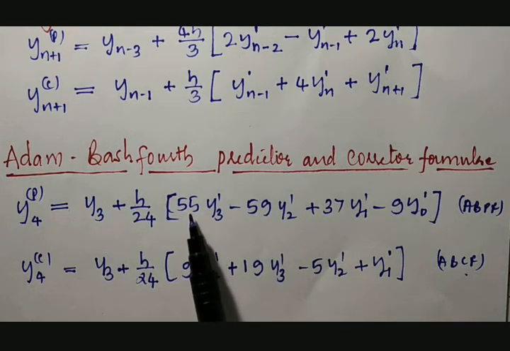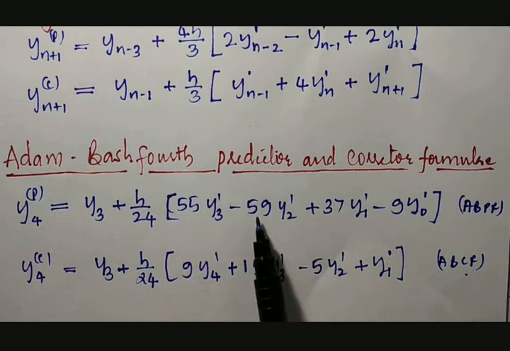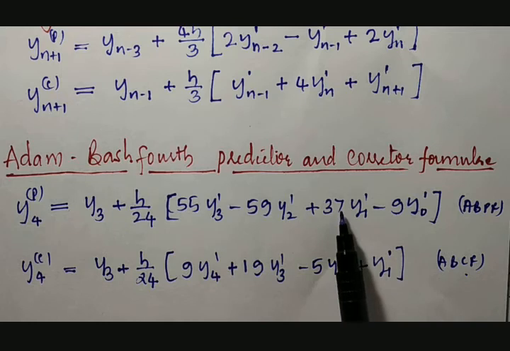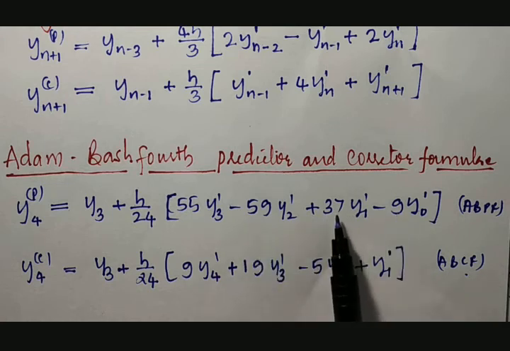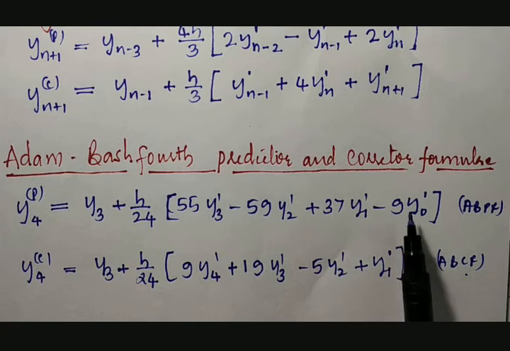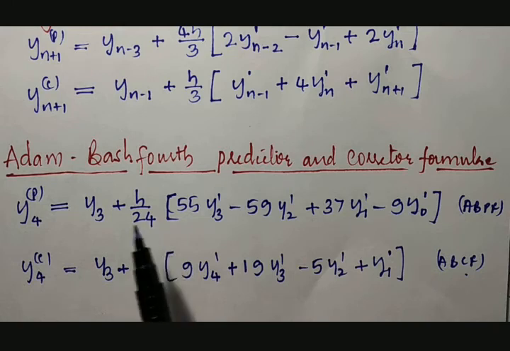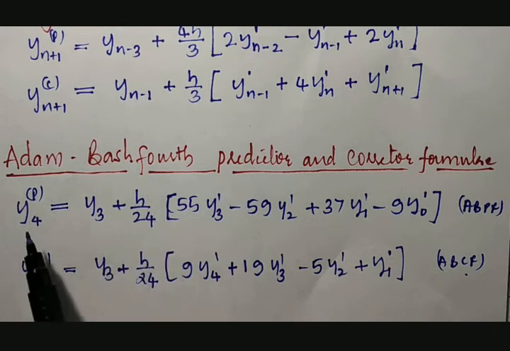So you can see 55 minus 59, it will be minus 4. Minus 4 plus 37, that will be 33. 33 minus 9 will be 24. So 24 will get cancelled. Then it becomes y3 plus h, which is equal to y4.